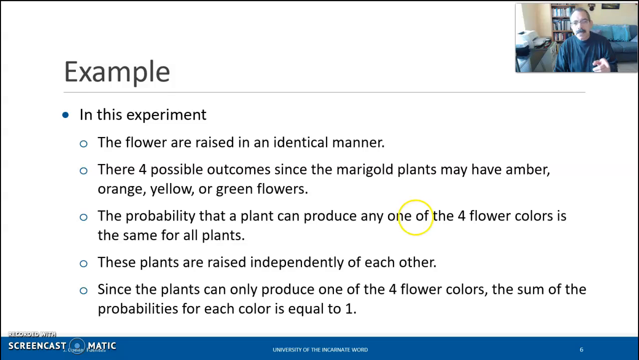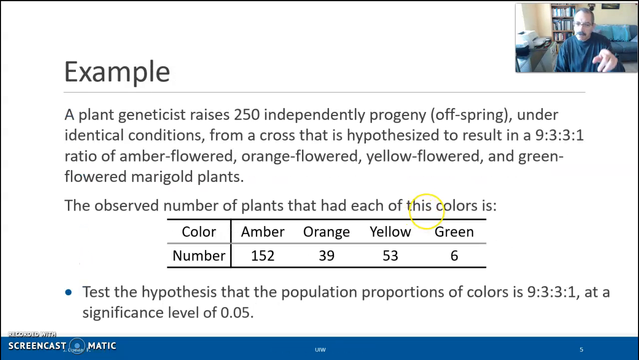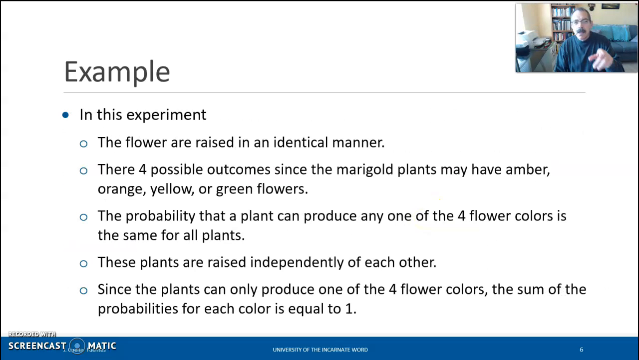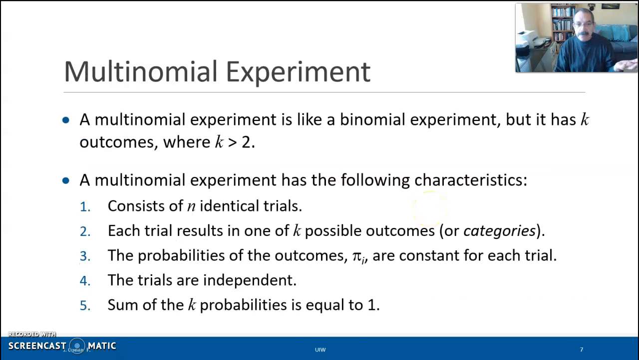All right, these characteristics, if you think about it, resemble the characteristics of a binomial experiment. And in fact, a multinomial experiment is like a binomial experiment.